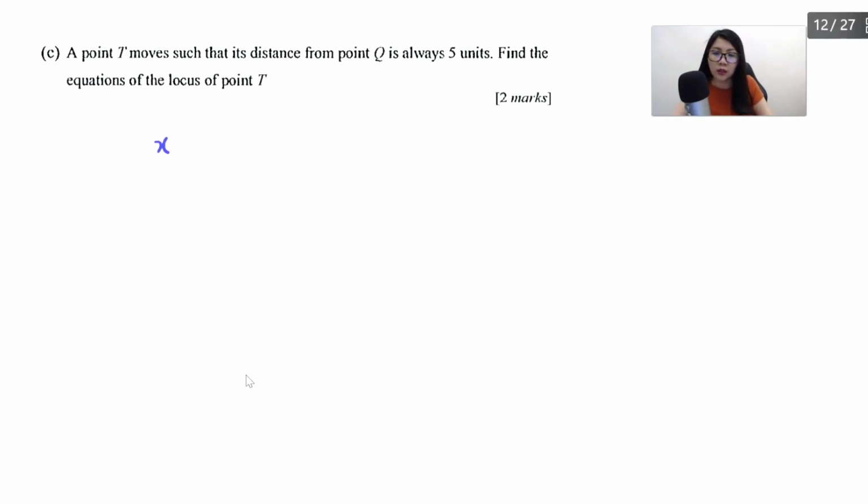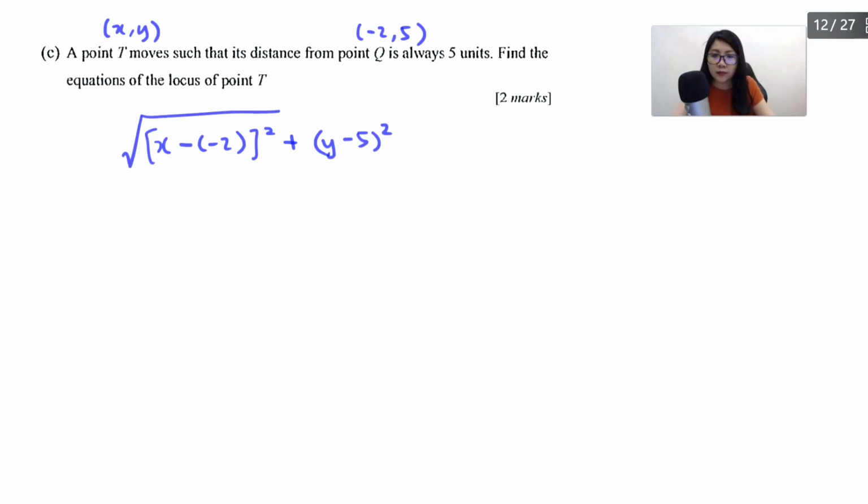So I'm going to use the circle formula, x minus... Point T I make it as (x, y), and Q, the question gave as (-2, 5). So it will be the square root of (x minus -2) squared plus (y minus 5) squared, equals 5. Now we square both sides. So it becomes (x plus 2) squared plus (y minus 5) squared equals 25, because 5 squared is 25.